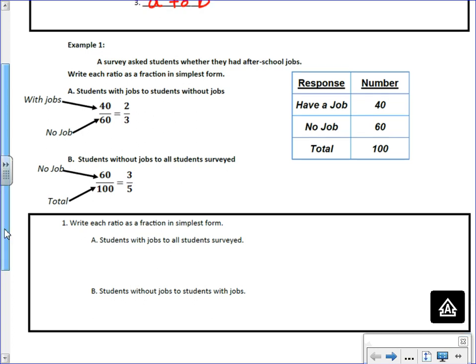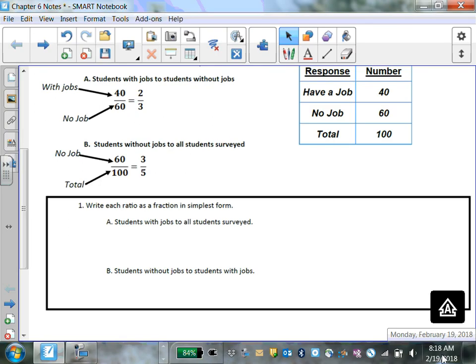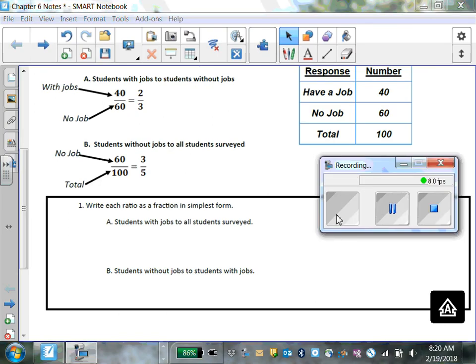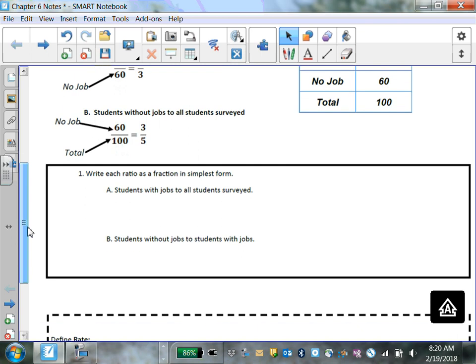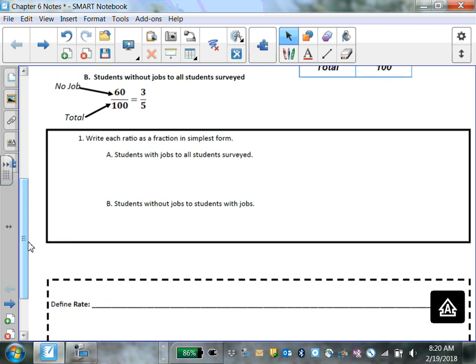Okay, so right now, at the bottom, write a ratio for students with jobs to all students and students without jobs to students with jobs. Do that with your shoulder partners. And make sure you write them in simplest form. Let's go over these quickly. So a student with jobs to all students surveyed. Maddie, what'd you write? 2/5. What'd you write before that?